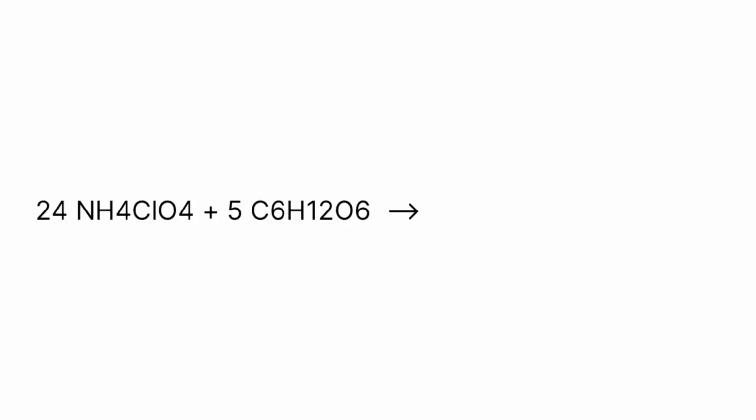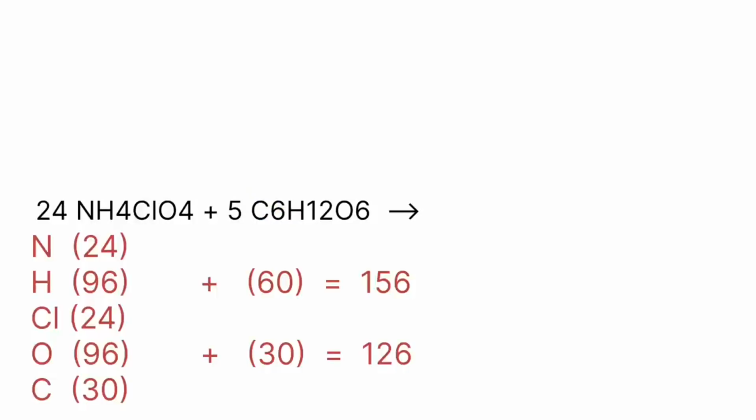So we skip the ammonium perchlorate, we're going to go into the glucose here. Carbon, you're going to have C6H12O6. So that means we've got 6 carbon and we've got 5 of them, right? Because we've got 5 glucose molecules reacting with the 24 ammonium perchlorates. So that means the total is 5 times 6, which is 30, right? So we've got 30 carbons.